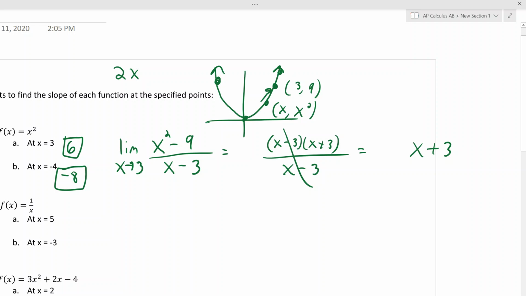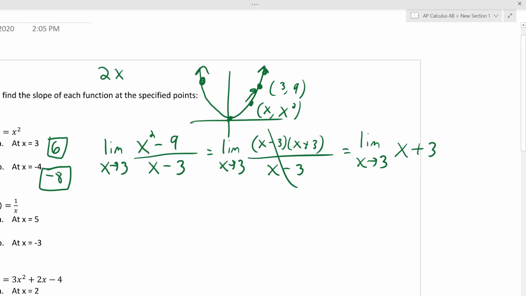Okay, but essentially what this tells me is the slope between 3, 9 and any other point is just x plus 3. Okay, but again, the calculus notation is to have this out here. So we're still talking about the limit. We're saying, hey, what happens to this as we bring 3 super duper close, or x super duper close to 3? And we get that.